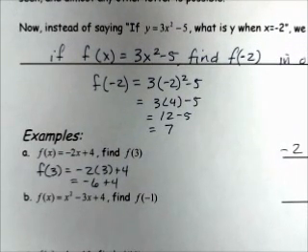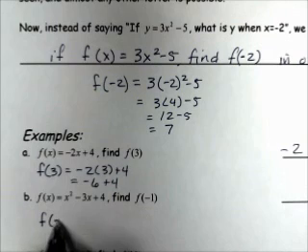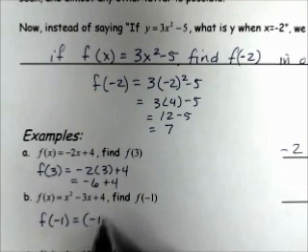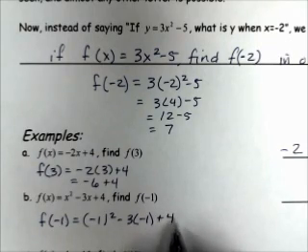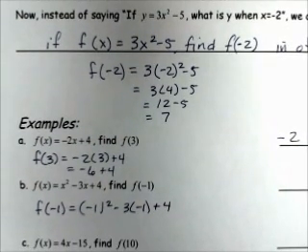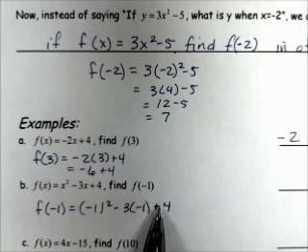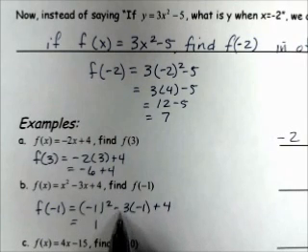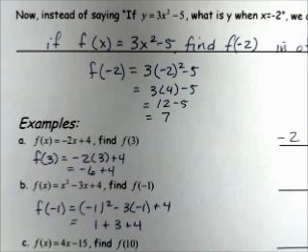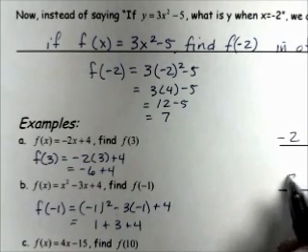B, find f of negative 1. f of negative 1 equals negative 1 squared minus 3 times negative 1 plus 4. And it's perfectly fine if you want to key this exactly as is into the calculator to evaluate. I'll continue by hand. Negative 1 squared is 1. The double negative here, negative 3 times negative 1 is going to be positive 3. Plus 4, 4 and 4 is 8.